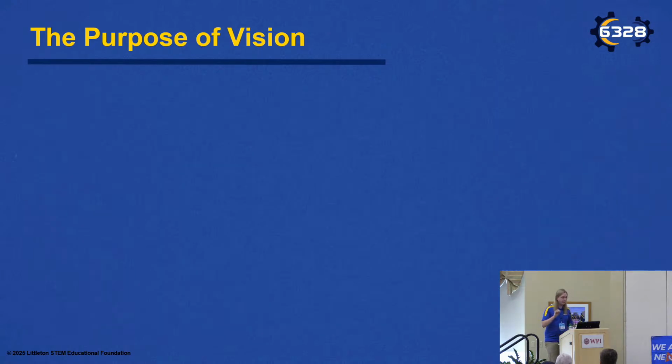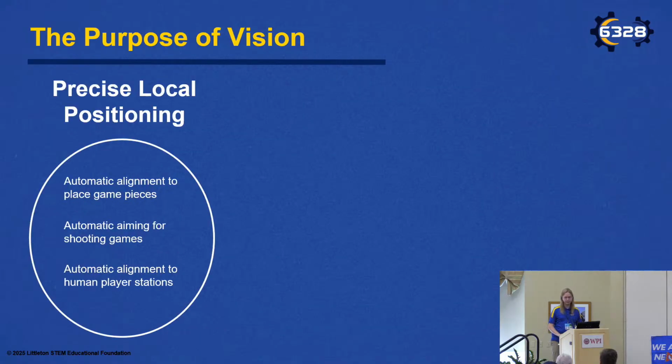Now first, all of the most important tasks tend to fall in this bucket of precise local positioning. This means that we are trying to determine the relative position of the robot in a particular field object. This is super useful for automatic alignment to scoring targets, both for pick and place and shooting style games. This also doesn't need to be particularly complex. I'll show some examples in a moment.